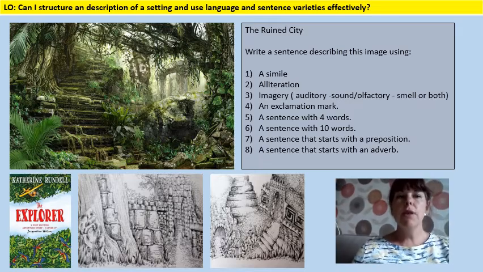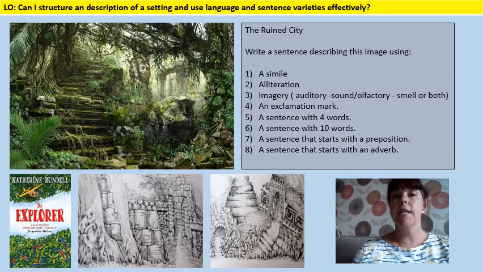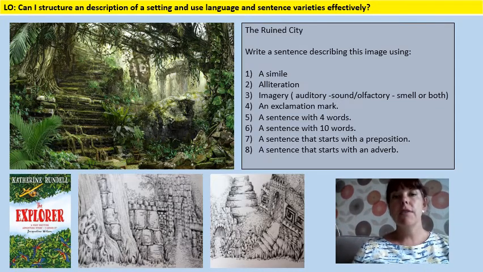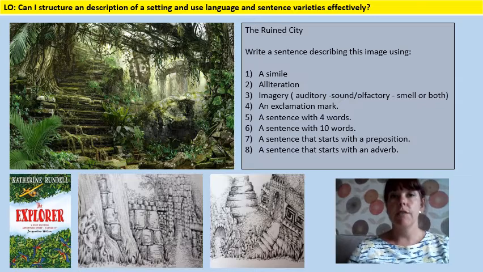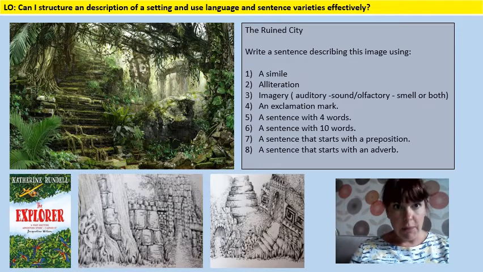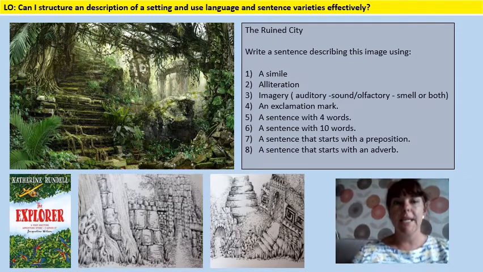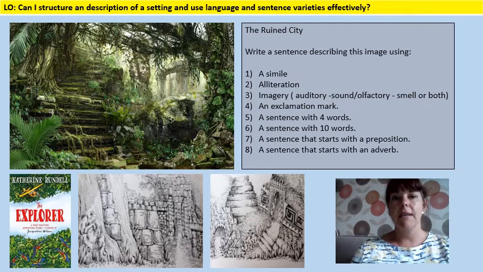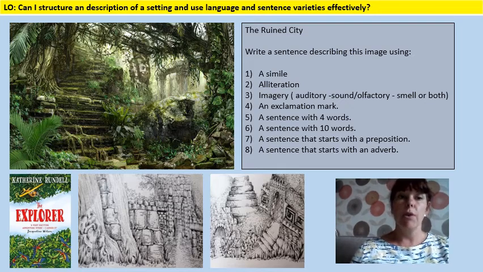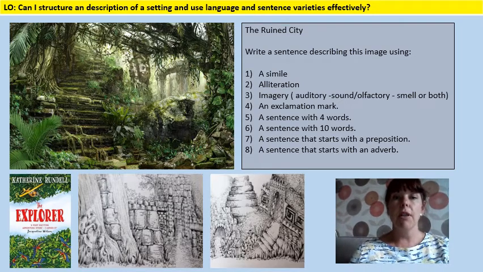Okay then, you can see the lesson objective is, can I structure a description of a setting and use language and sentence variety effectively? So let's start with the second half of that, using language and sentence variety effectively. I want you to have a look at the images you've got. You've got a picture image there of some kind of ruined Aztec Mayan settlement in the Amazon forest. And at the bottom, not quite so clearly I'm afraid, you've got 2 original illustrations from the novel, The Explorer. So have a look at those.